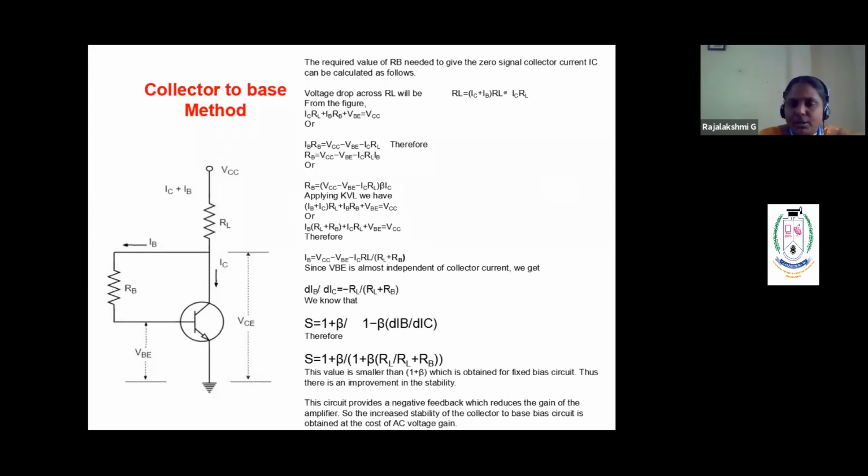Finally, you'll be getting one stability factor, no? So this value is small. Finally, if you see RL plus RB that we have written, compared to RB, RL will be very, very less, so you neglect that also. Finally, what will happen? The value is smaller than 1 plus beta, which is obtained for fixed bias. In fixed bias, what did we get? 1 plus beta. So here you have somewhat improved. Mostly the value will be very close to 1. That is why they are saying there is somewhat of an improvement in the stability factor when we go for this biasing method.